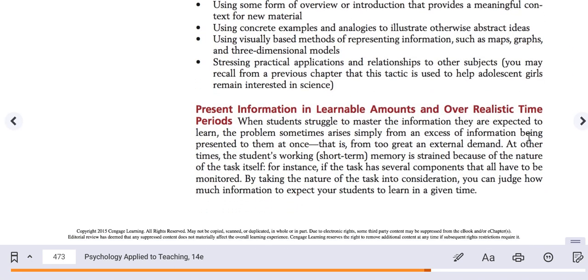Present information in learnable amounts and over realistic time periods. When students struggle to master the information they are expected to learn, the problem sometimes arises simply from an excess of information being presented to them at once. That is, from too great an external demand. At other times, the student's working short-term memory is strained because of the nature of the task itself. For instance, if the task has several components that all have to be monitored. By taking the nature of the task into consideration, you can judge how much information to expect your students to learn in a given time.